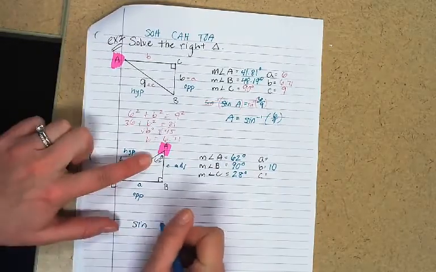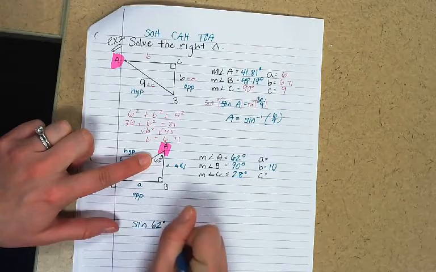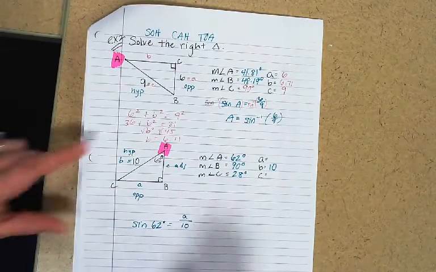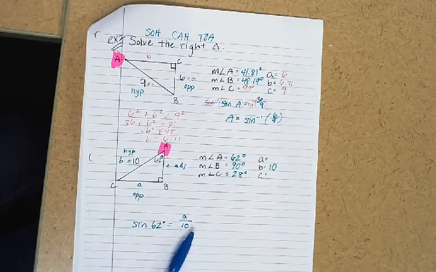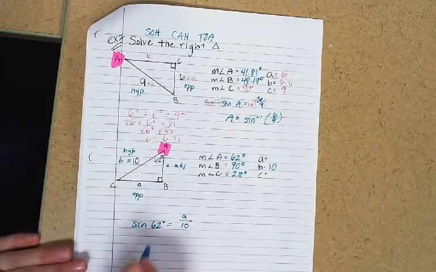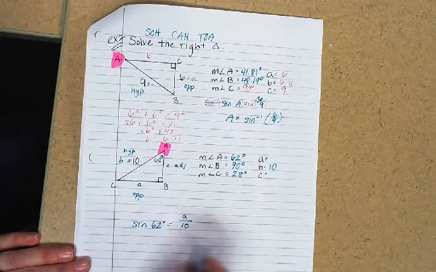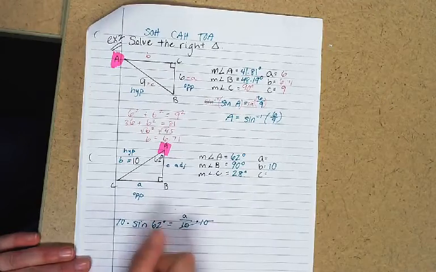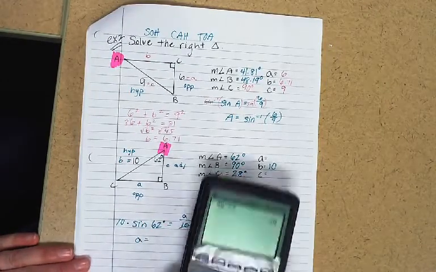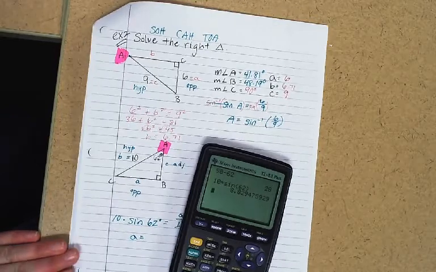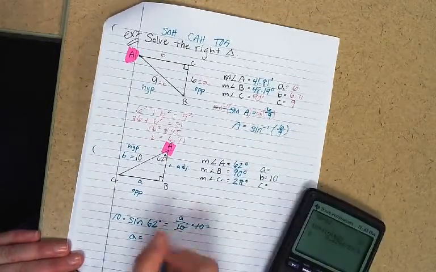So sine of angle A, which we know, sine of 62 degrees, equals opposite over hypotenuse. To solve this, to get a by itself, all we have to do is multiply both sides by 10, because we have a over 10. As a reminder from yesterday, this is just a button on our calculator. If I multiply both sides by 10, those cancel, and a is 10 times the sine of 62 degrees, which is about 8.83.